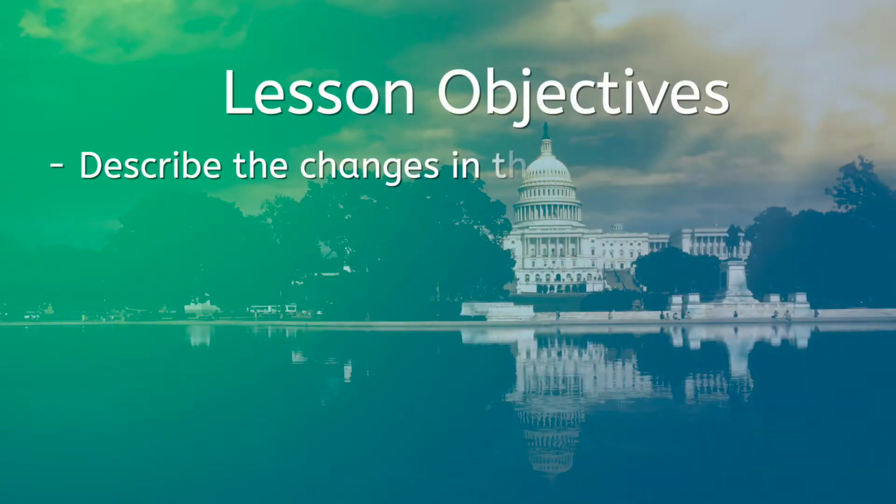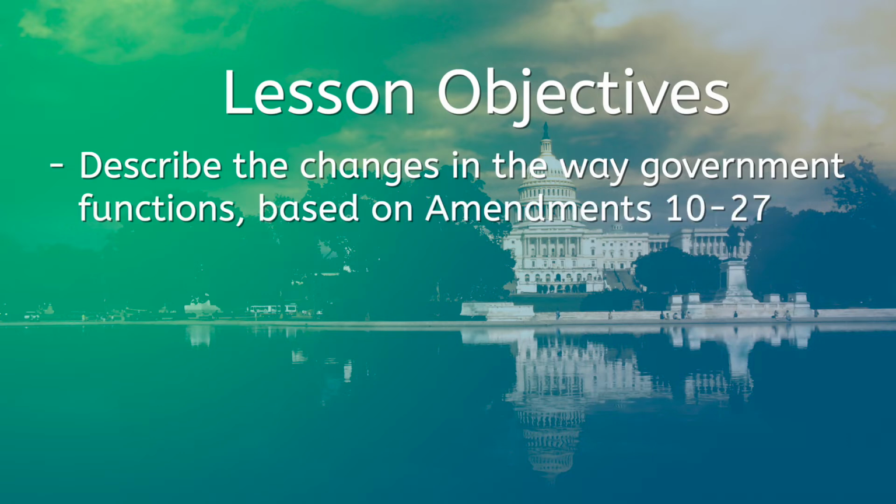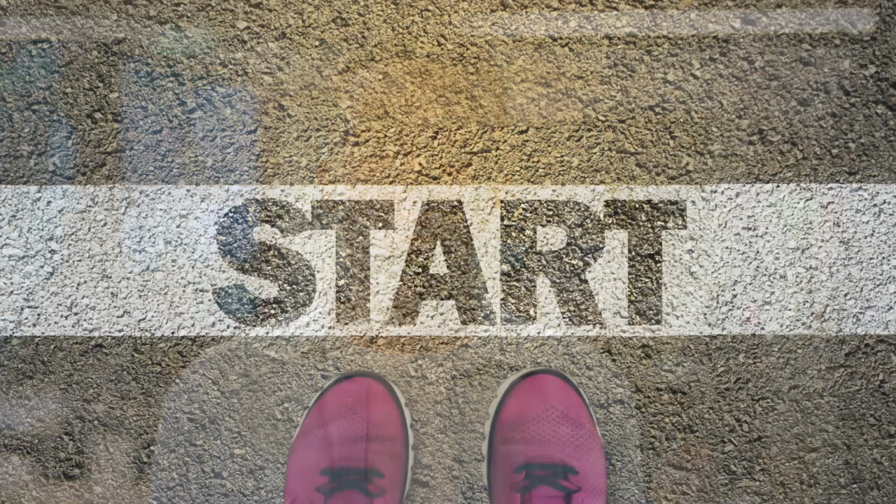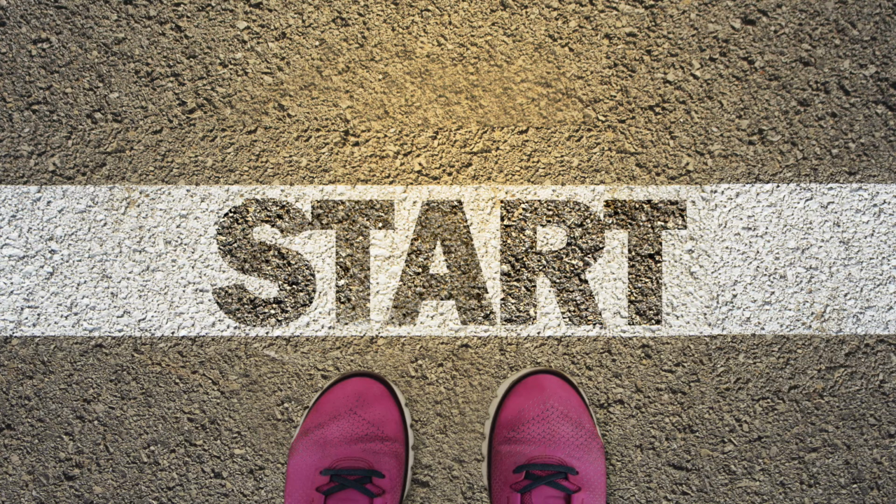Our objectives today are to describe the changes in the way government functions based on Amendments 10 through 27, and to summarize why each of these amendments was added to the Constitution. Keep in mind that we aren't looking at all of those amendments, just the ones that deal with government functions and procedures. Make sure you have your guided notes ready before we get started.